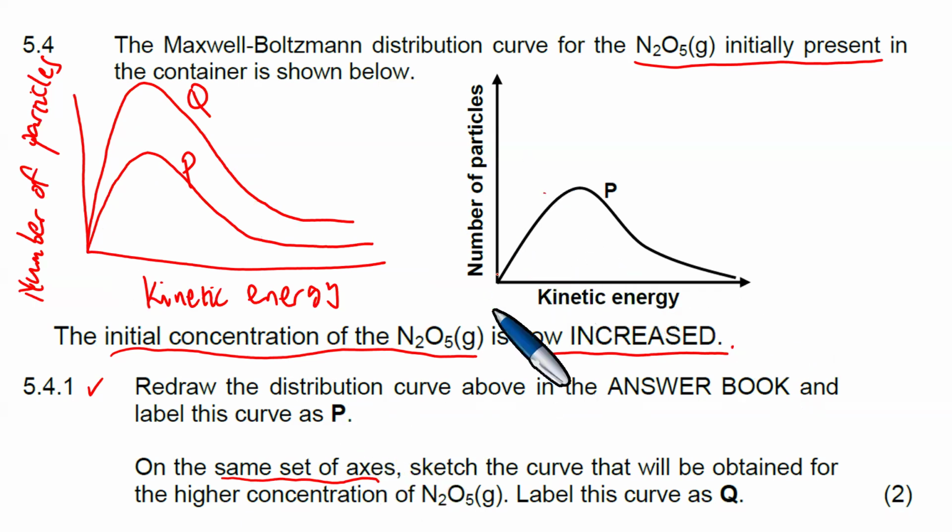If you look at the number of the particles in curve P, this is what you have. But now, if you then say the initial concentration is now increased, somebody says, you know what?